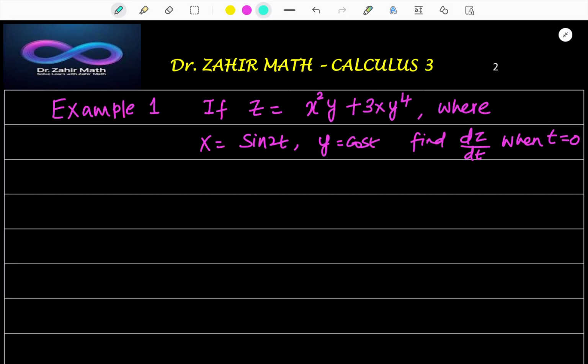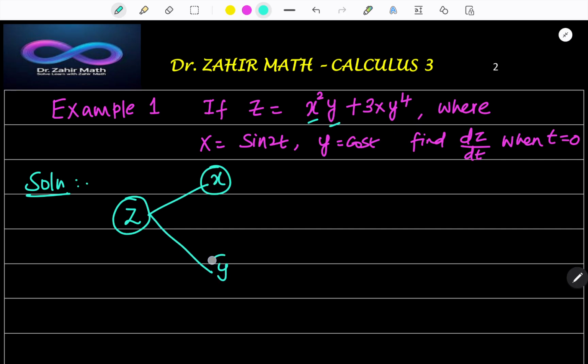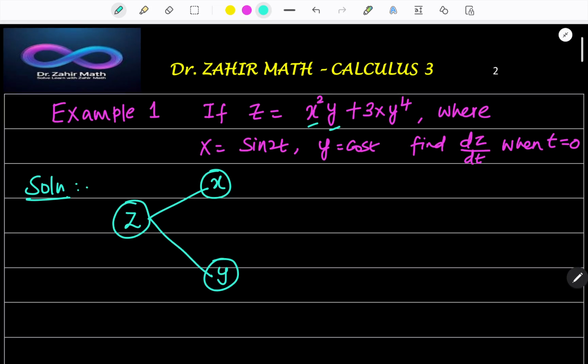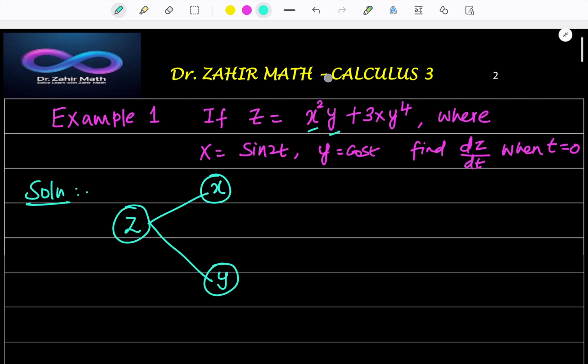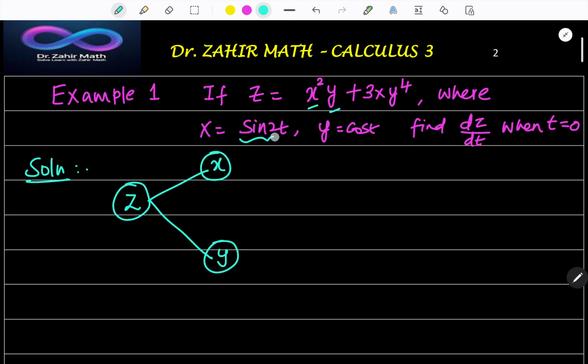Let's go to the first question. Look at the question. If z is equal to this, z is a function of how many variables? x is there, y is there. So z is a function of x and y, two variables. After that it is given that x is equal to sine 2t and y is equal to cosine t. So x is a function of t and y is a function of t.